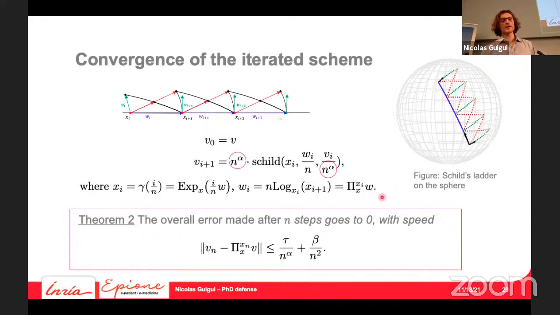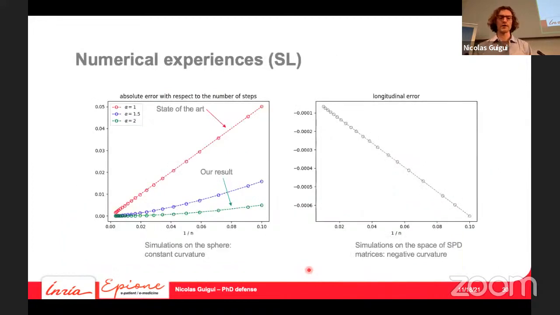And then by propagating the Taylor approximation of one parallelogram and summing them up, we prove that the overall error made after n steps goes to 0. So we are indeed computing an approximation of parallel transport, and the error goes to 0 with a speed that is bounded above by 2 terms, one that depends on alpha, and a second that is quadratic. And the 2 constants, tau and beta, depend on curvature and on its derivatives. And we verify those results on simulations.